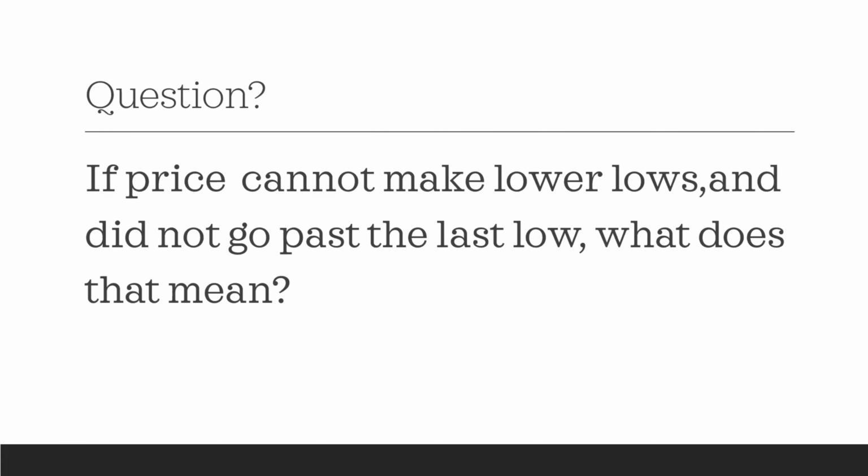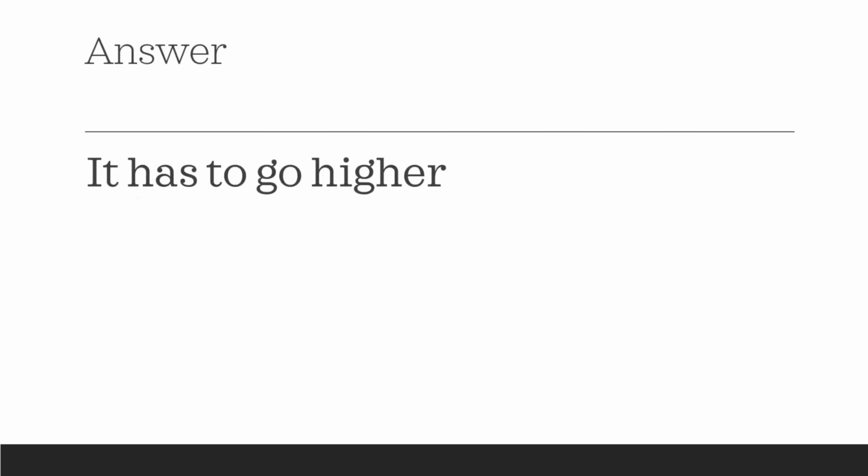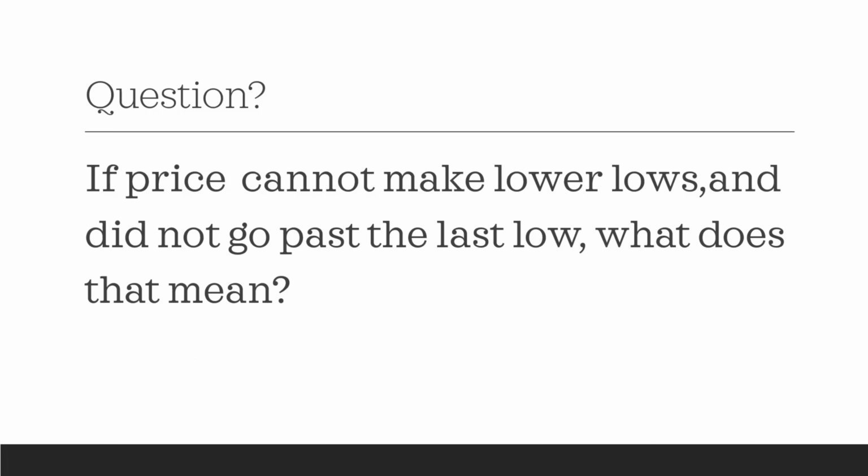Okay, so question. If price cannot make lower lows and did not go past the last low, what does that mean? Anybody? There's no one out here. Okay, so that means we're in an uptrend. If it cannot make lower lows, it didn't go past the last low, that means we have a high point and we have a higher low. It has to go higher.